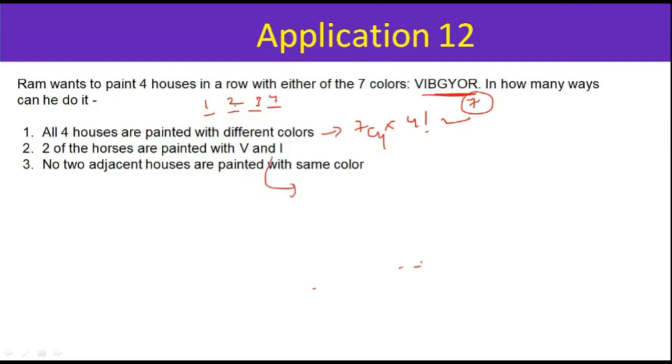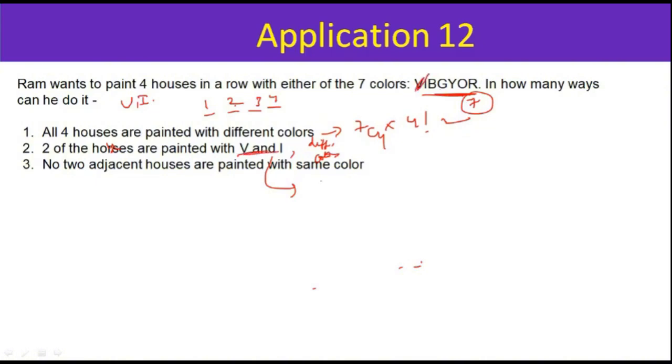The answer to the second: 2 of the houses are painted with V and I. So let's say V and I I have already chosen, okay? So 2 of the houses are painted with V and I, and for the remaining 2 again I can choose any colors. One thing that is missing in this question is that all the houses have to be painted with different colors only. It's just that 2 of the houses are painted with V and I. So V and I I have already chosen.